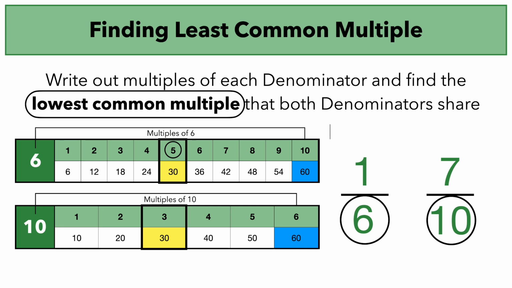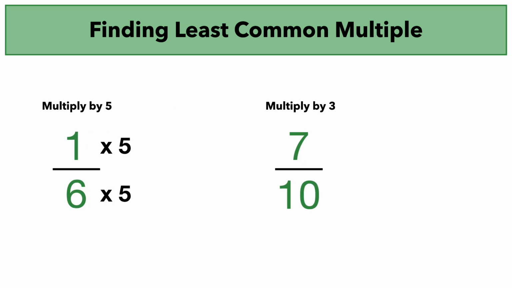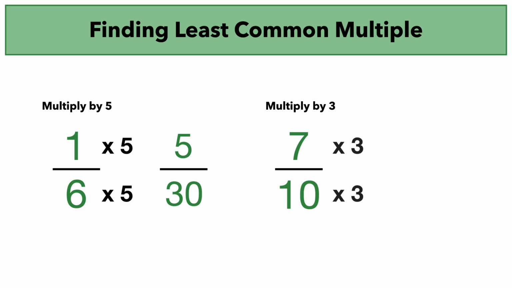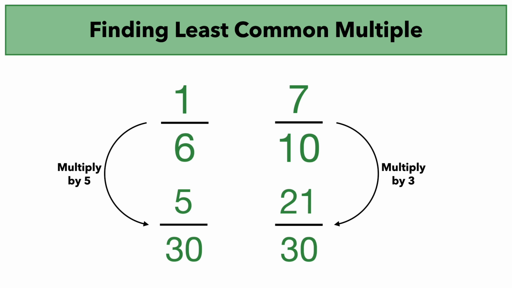So we're going to multiply the 1/6 by 5, and the 7/10 we're going to multiply by 3. So let's do that. 1 times 5 is 5, and 6 times 5 is, of course, 30. And then 7 times 3 is 21, and 10 times 3 is 30. So by multiplying the 1/6 by 5 and the 7/10 by 3, we get a common denominator of 30.